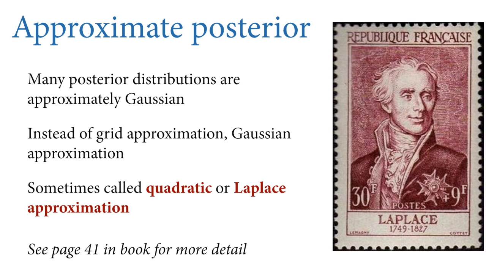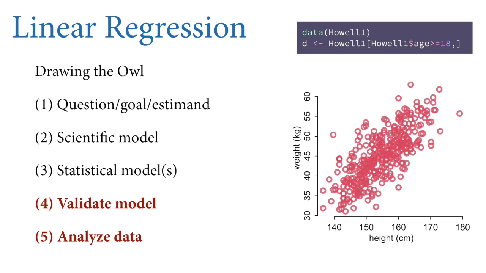If you're interested in the mechanics of the quadratic approximation, how it works, you should see page 41 in the book. I'm not going to spend time in this lecture on it. Okay, let's continue on with our workflow. We're getting towards the end here of drawing the owl, the linear owl. We're going to do steps 4 and 5 with the same code, and so I've highlighted them both at the same time. They rely upon the same code that is the statistical code from step 3.